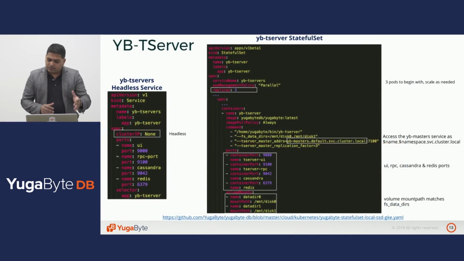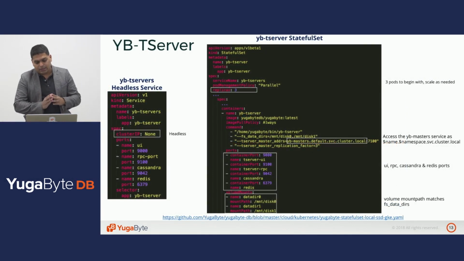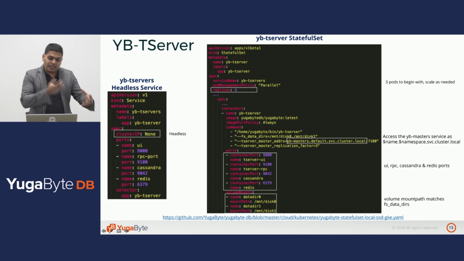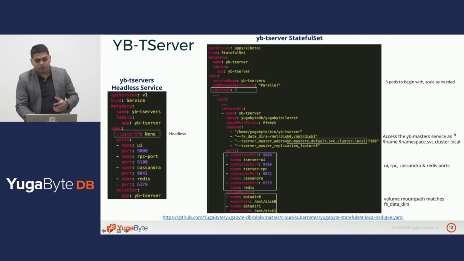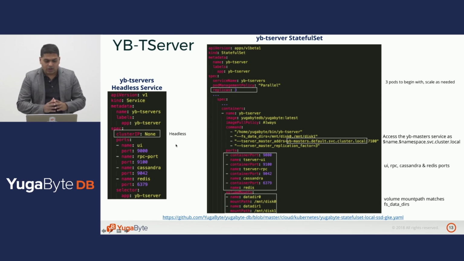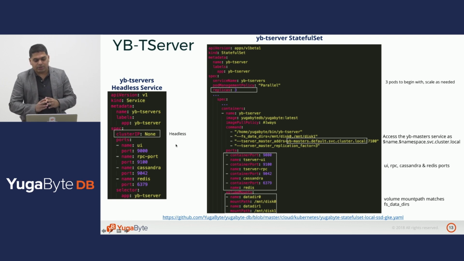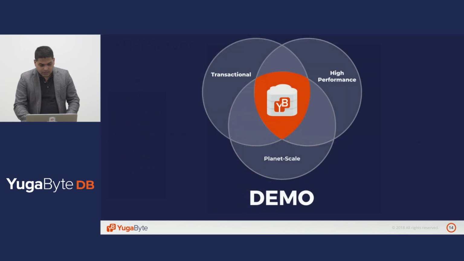Coming to the YAML, again, very similar to what we saw on the YB master side. Again, the T server is running in the same cluster, and we follow the same approach of talking to the masters. We expose a bunch more ports because now this is the data node, and we have a very similar headless service. So no complexity at all. YB master and YBT server are just two different stateful sets with their own services.